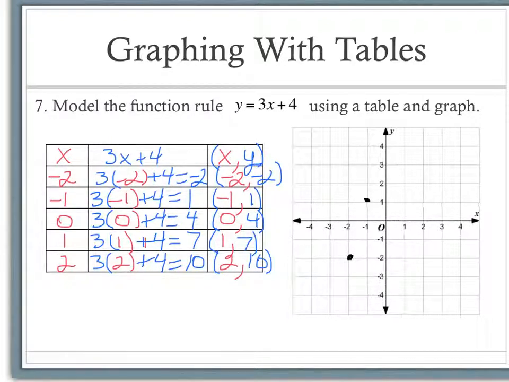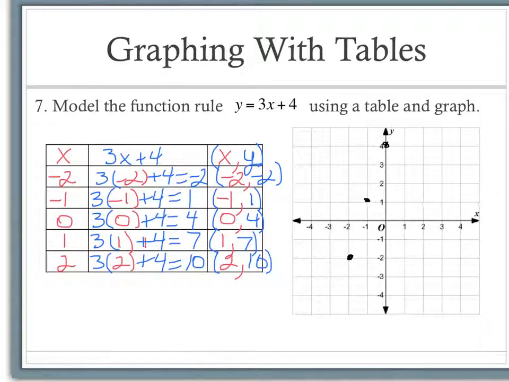Again, back at the origin, next ordered pair 0, 4. So we won't move left or right, just go up 4. Now our next ordered pair, 1, 7. I can go right 1, but I can't go up 7. I run out of room, and that's okay. So you just need to plot the points that will fit on your graph.